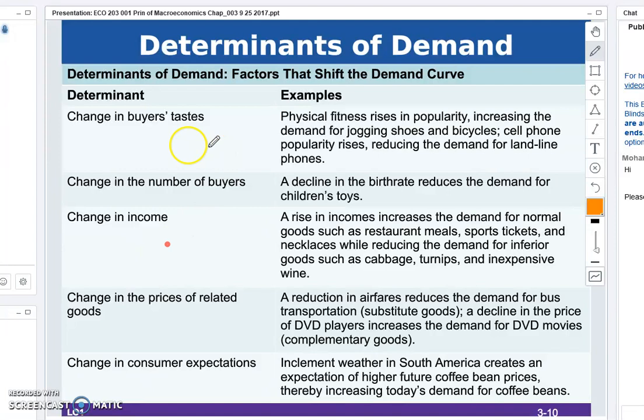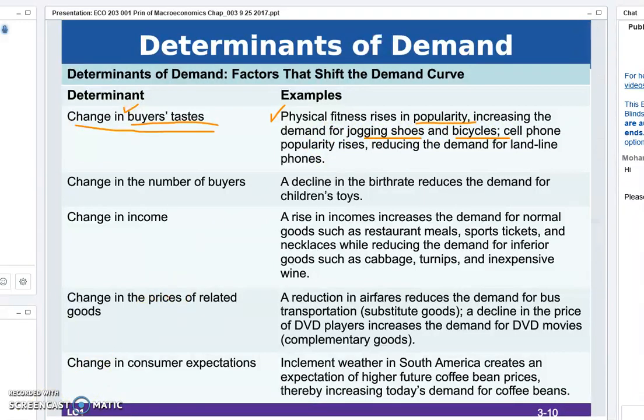These are some examples of the non-price determinants. Demand for a commodity depends on these determinants. So, change in buyer tastes. Say physical fitness rises in popularity, so more people become interested in physical fitness. Because of this change in consumer preference in favor of physical fitness, it will increase the demand for jogging shoes and bicycles. As a result, the demand curve for jogging shoes and bicycles will shift to the right.